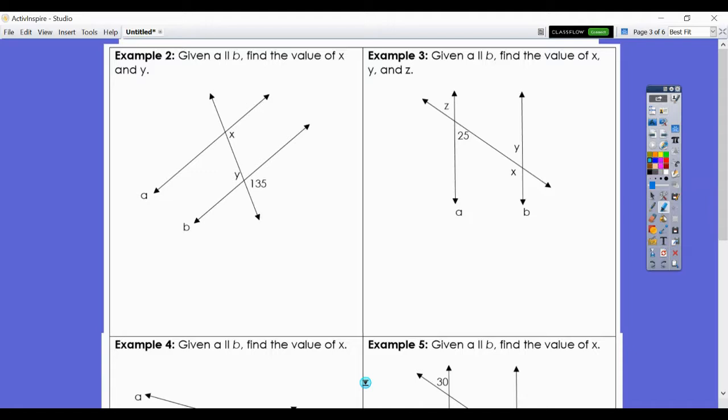For example 2, we're given that A is parallel to B. So here's my line A, which is parallel to line B. And then the other line that passes through both of them is going to be that transversal, highlighted there in orange. So I'm going to look and find the value of x and y. Well, I am given this 135 over here. I'll circle that one. And that's going to help me find out the rest.